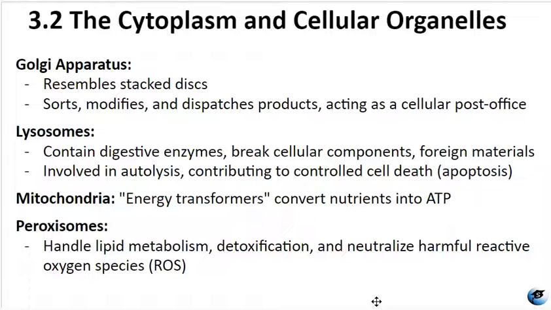Mitochondria, known as the energy transformers or the powerhouse of the cell, convert nutrients into ATP, providing cellular energy. Peroxisomes, akin to miniature sewage treatment plants, handle lipid metabolism, detoxification, and neutralization of harmful reactive oxygen species that cause oxidative stress and disease in certain species.